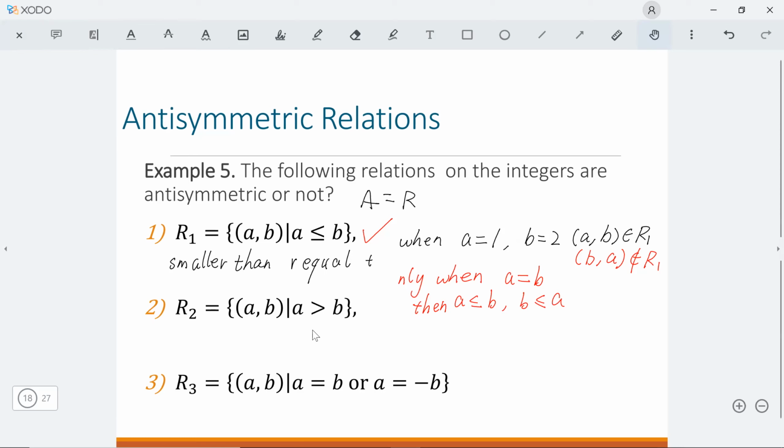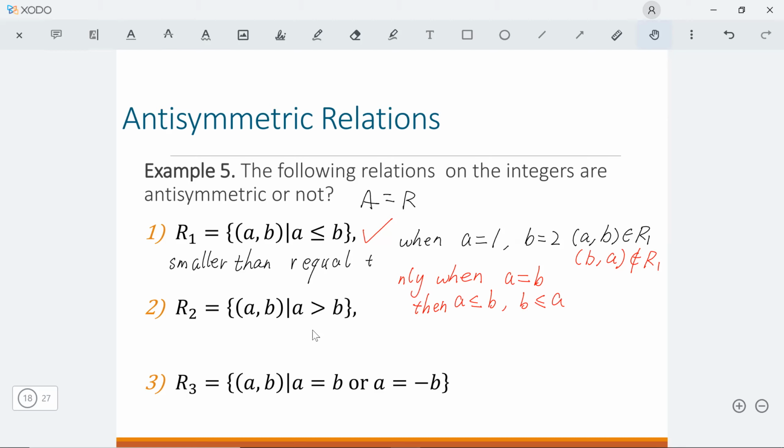So for this one, if we think about this, whenever we find a value of A which is greater than B, then we never have any flip of AB, like B will never be greater than A. Because 2 is greater than 1, we never have the flip of AB, like 1 is greater than 2. This is impossible, right? So that means for our R2, we cannot find any pair AB in our R2 and also BA in R2.